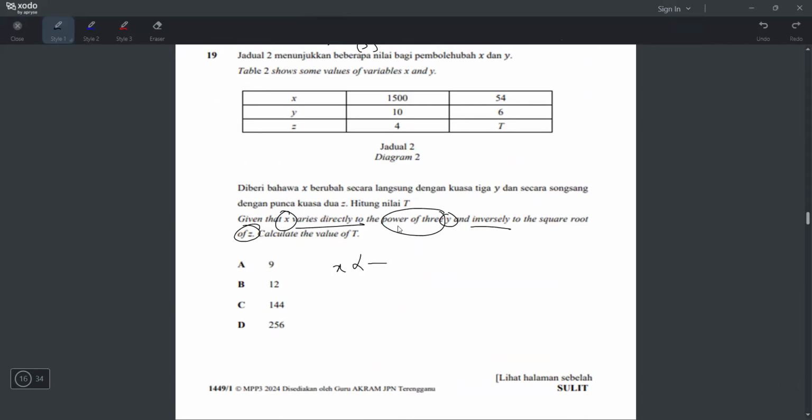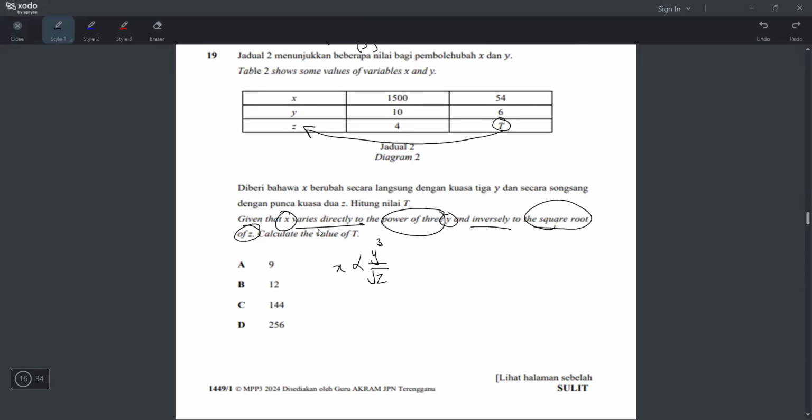So directly to the power of 3y means y kuasa 3, y power 3. Inversely means tulis bawah, so square root of z. Okay, sudah siap saya punya variation. Now they say calculate the value of t. What t are they talking about? This one. So t is actually a z value. But you can't find your t if you don't find your K first. So you have to find your K first.